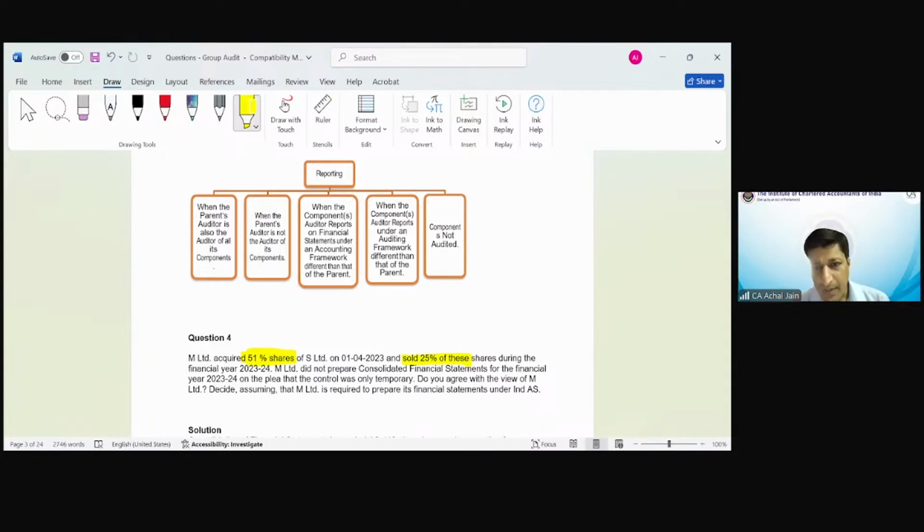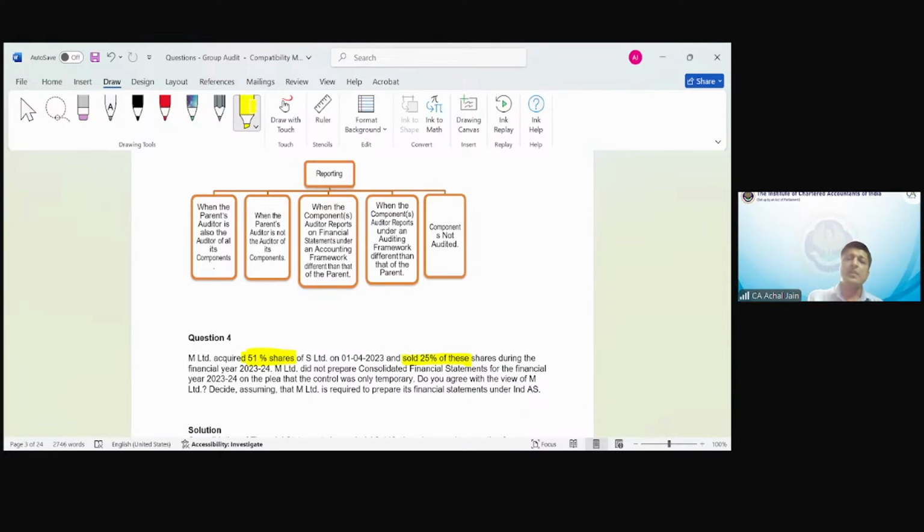Sir, as per Ind AS, we need to prepare the consolidated financial statements for the temporary holding also. We need to look into the acquisition date, not the subsequent disposal. For the temporary period, we can prepare it. For next year, we can leave it. Right. Okay. So in this case, you do not agree with the management. So what they have done is wrong.